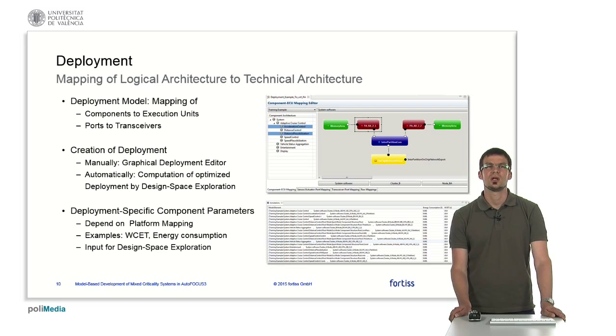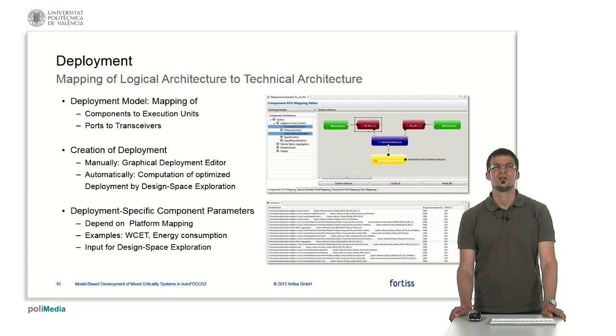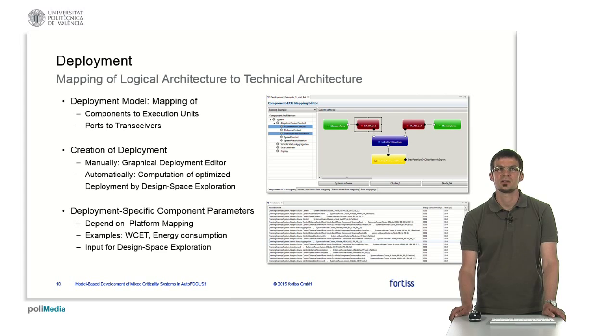The deployment model provides a means to connect the logical architecture and the technical architecture. For this, it provides model elements to define mapping between components of the logical architecture to execution units, as well as ports to transceivers. Deployments can either be created manually using a graphical editor or automatically using a design space exploration that will be covered in the last part of this tutorial.